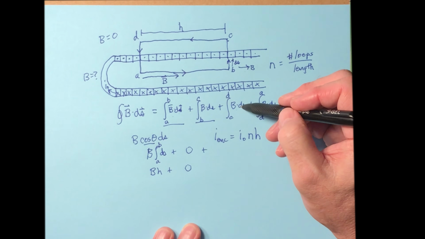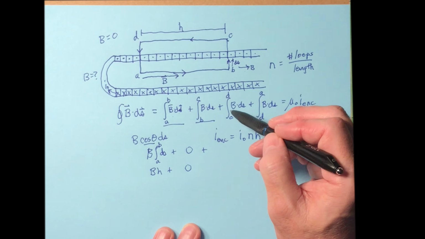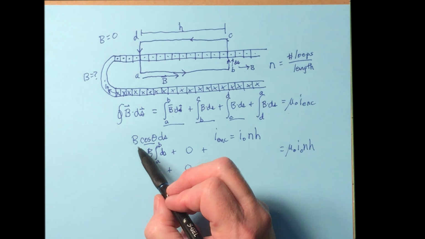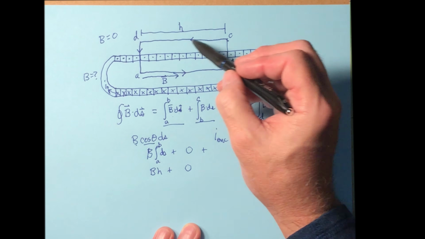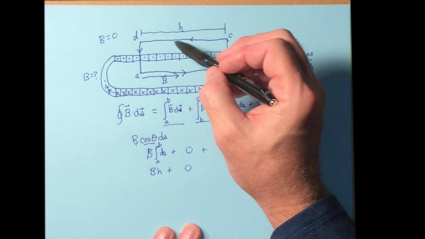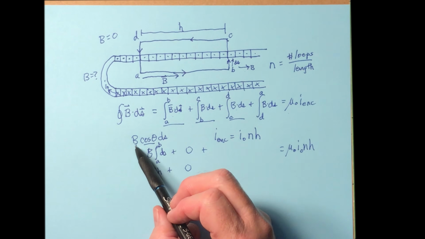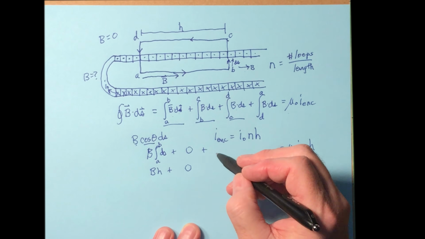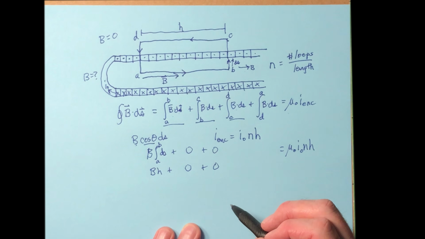Now let's do the third term, from C to D. In this term, B is going to be 0 because we're outside of our solenoid, and we're assuming it's a perfect solenoid, so B on the outside is going to be 0. And if B is 0, then this whole term becomes 0 as well. So the third term is 0.